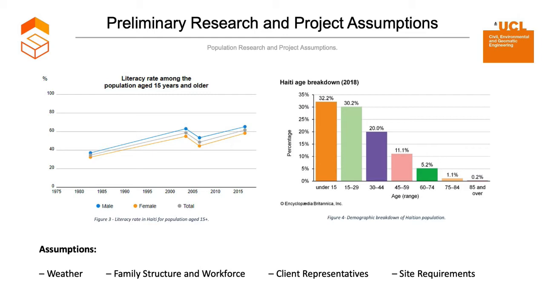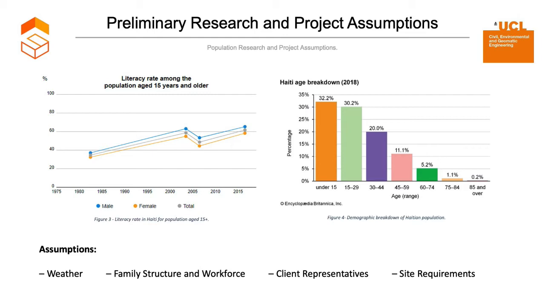and interpreted by locals. For the project to be completely successful and on time, certain assumptions have been made prior to the design and scheduling considerations. Firstly, it has been assumed that the construction phase occurs in the early months of the year, where temperatures are tolerable for construction. The average Haitian family consists of 4 to 5 members.